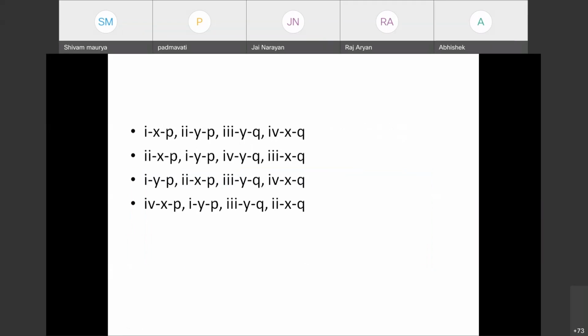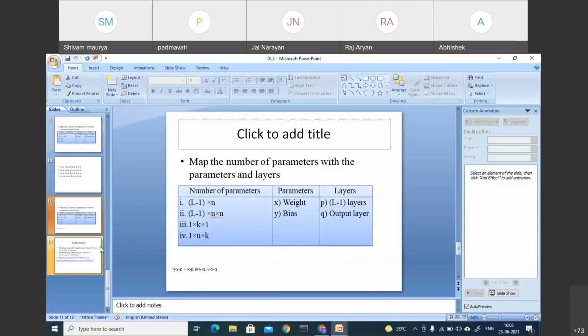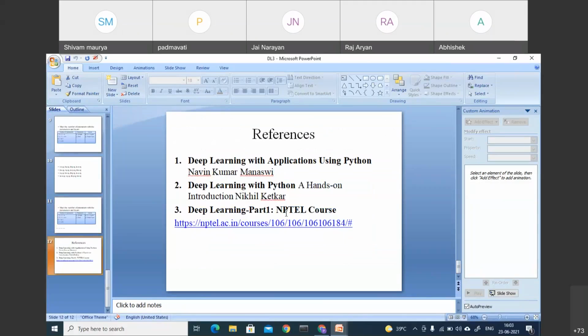So among these, the answers that we have computed today are, if I number them A, B, C, D, so our output is C. Correct? So these are the different references that I have referred for today's session.